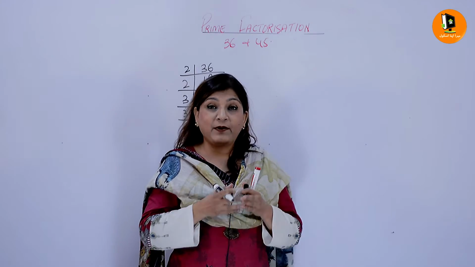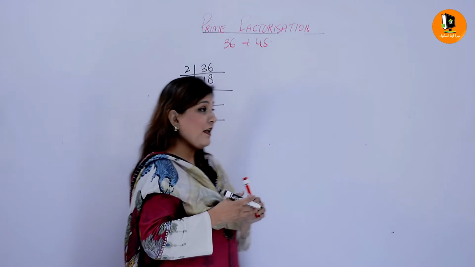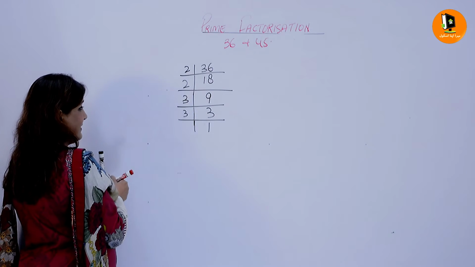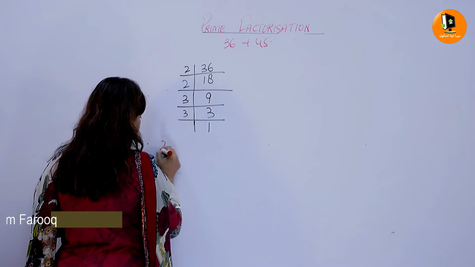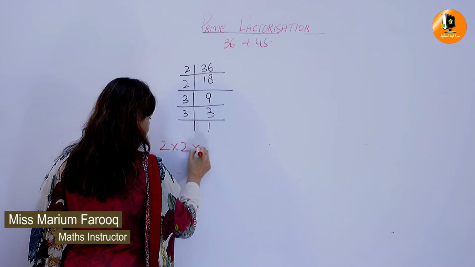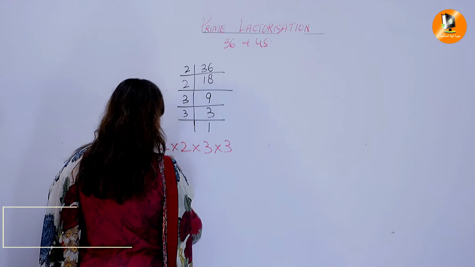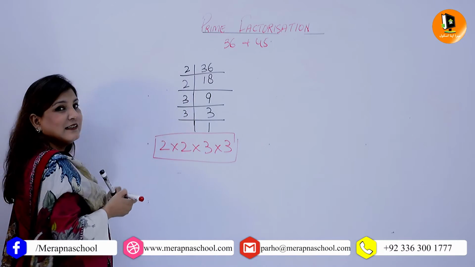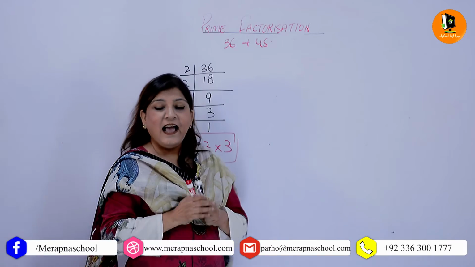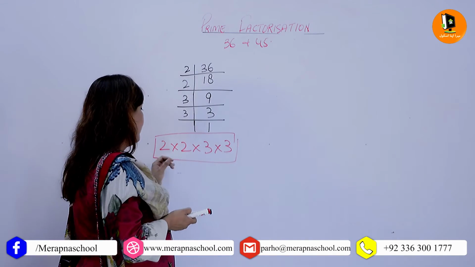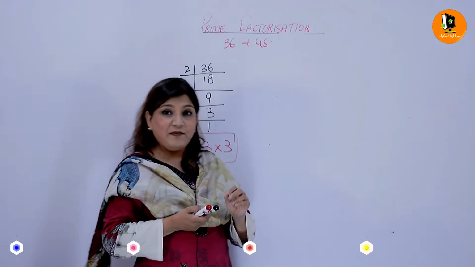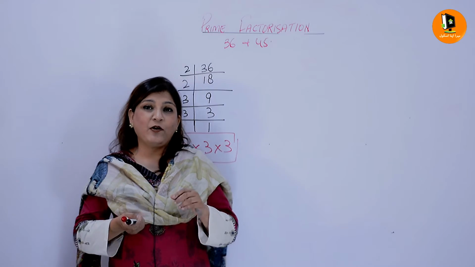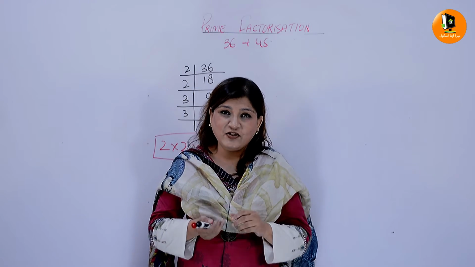So what are the prime factors of 36? The prime factors of 36 are 2 into 2 into 3 into 3. These are the prime factors of number 36. As you can see, 2, 2, 3, 3 are all prime numbers, right? That's why we call it prime factorization.